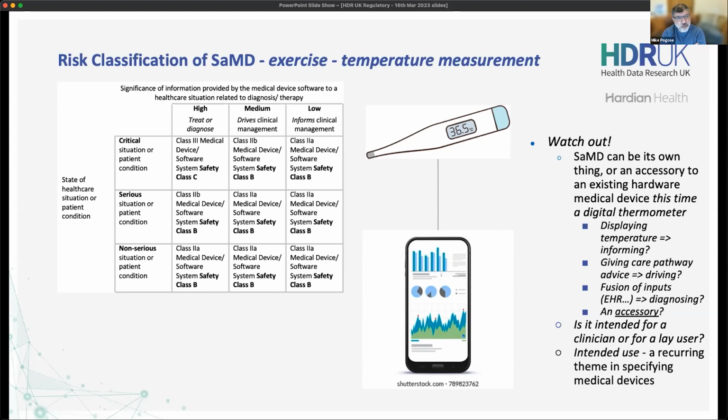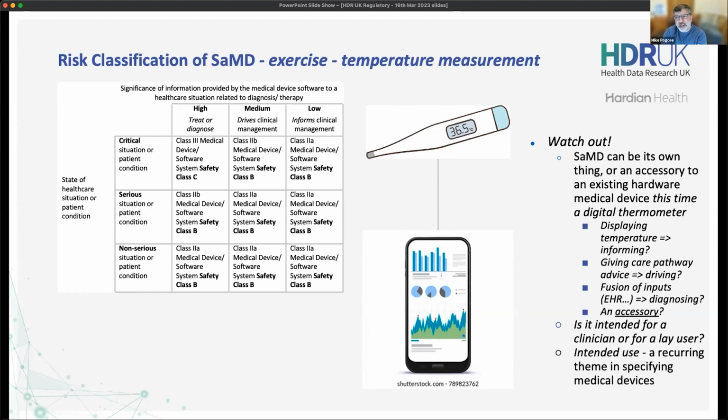Now we look at the software. Class 2A means, if you look in the matrix again, you're informing or driving clinical management for either a non-serious or a serious situation. So now it's a class 2A in 4 circumstances on that matrix. But why is it a class 2A? What are the circumstances? So if you look at the right, the software can be its own thing or an accessory.